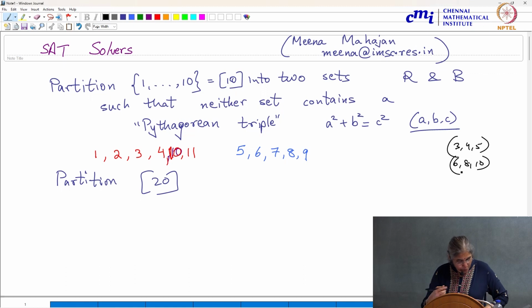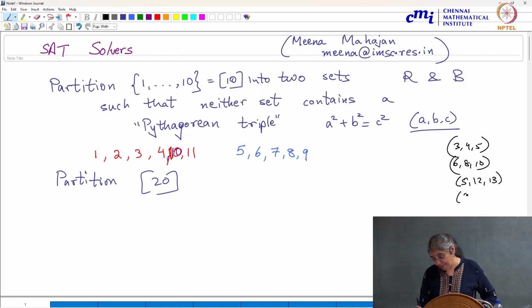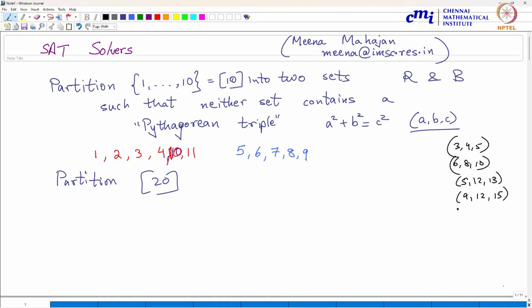Now because we are going up to 20, there are a few more. There's 5, 12, 13, so you have to be a bit careful about where this goes. There's 9, 12, 15. There's 8, 15, 17, and there should be one more, right? 12, 16, 20. I guess if you go up to 20, then there are these. You have to avoid these. You can split this. So, okay, you stare at it a little bit longer and you can do this split also.